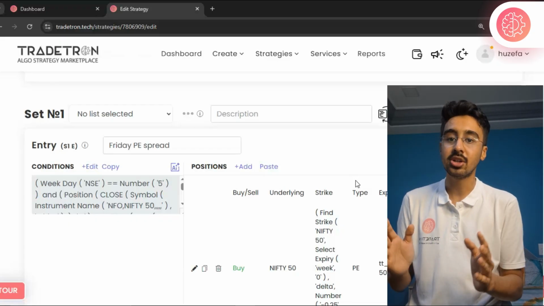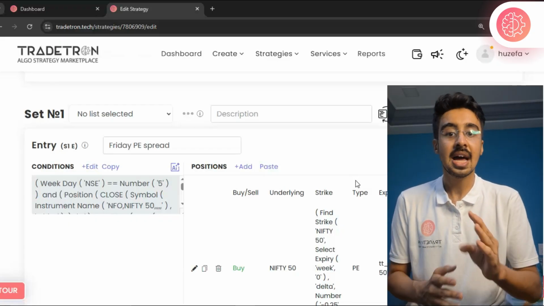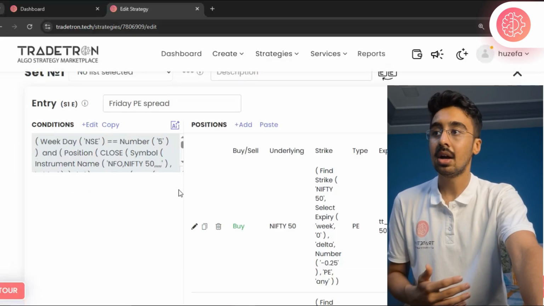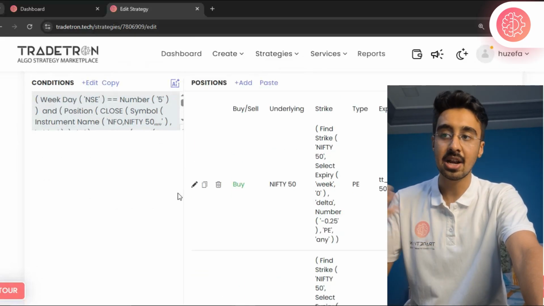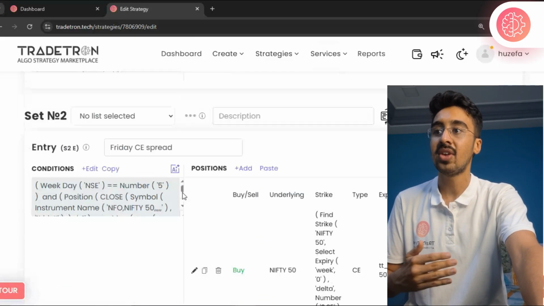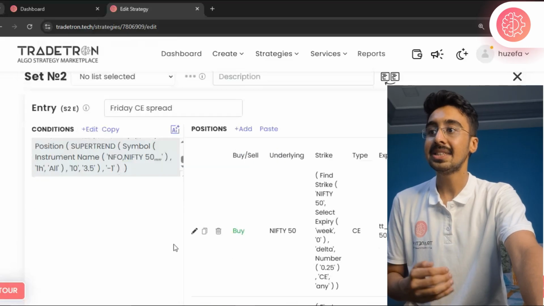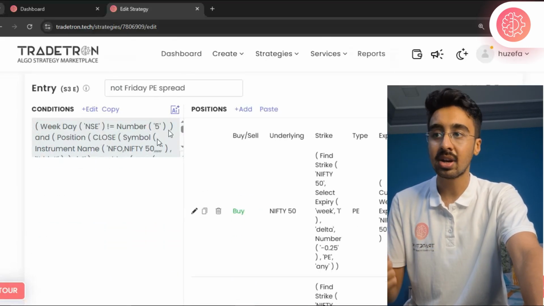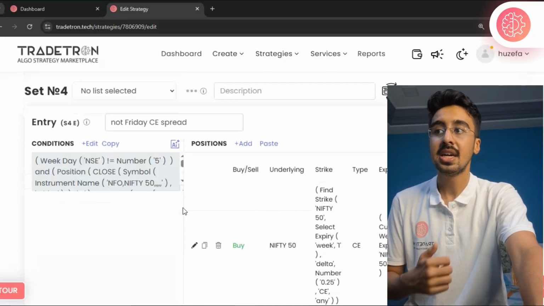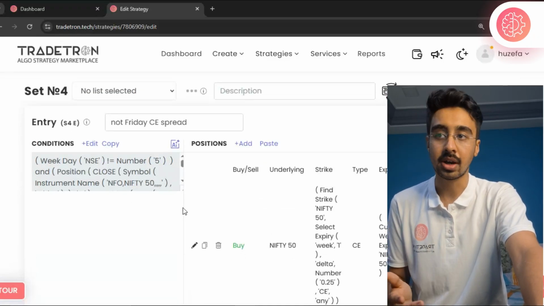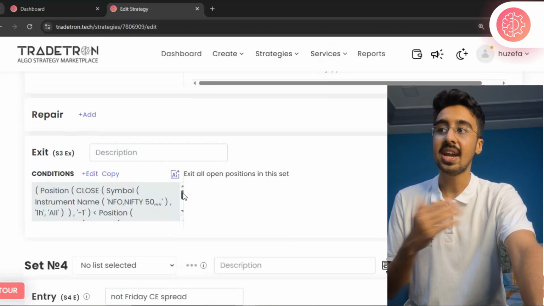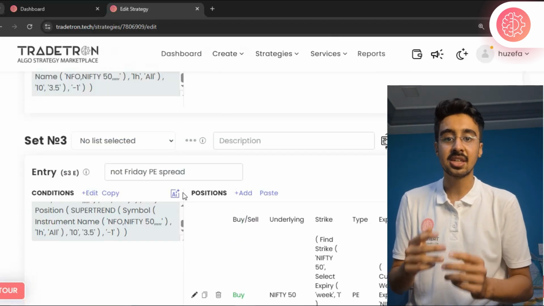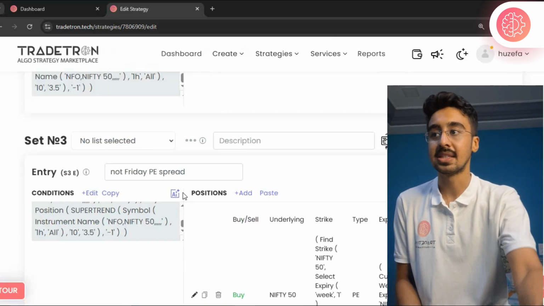For these four conditions, four different types of logic, I will make four different sets. Set one is for my Friday long trade. Set two is for my Friday short trade. Set three is for any other day as my long trade, and set four is for any other day but for my short trade. And for each of them, I have their exit conditions as well. So I have a simple strategy, entry and exit, in each of the four different sets.